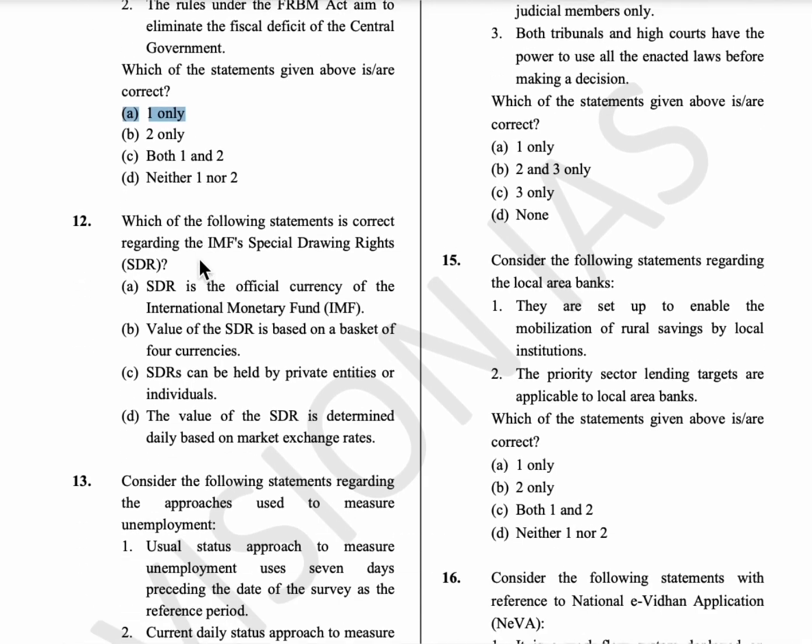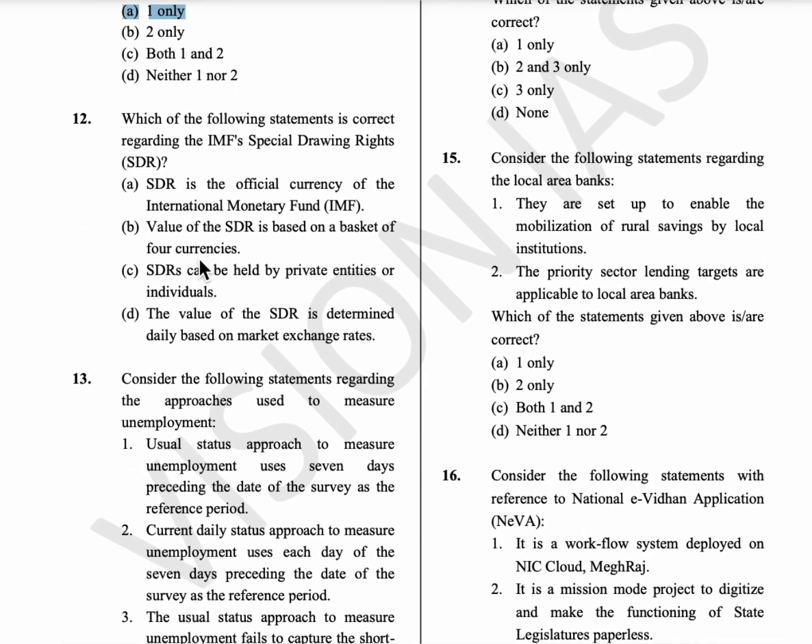So option A. 12th question, which of the following statements is correct regarding International Monetary Fund special drawing rights? So this special drawing rights is an international reserve asset. So if you want any money in terms of crisis, then you can go and take your share. So if India has 2% share or 1% share in this special drawing rights, then you can ask for that share and again return it when you have surplus. So the 12th question is regarding IMF's SDR.